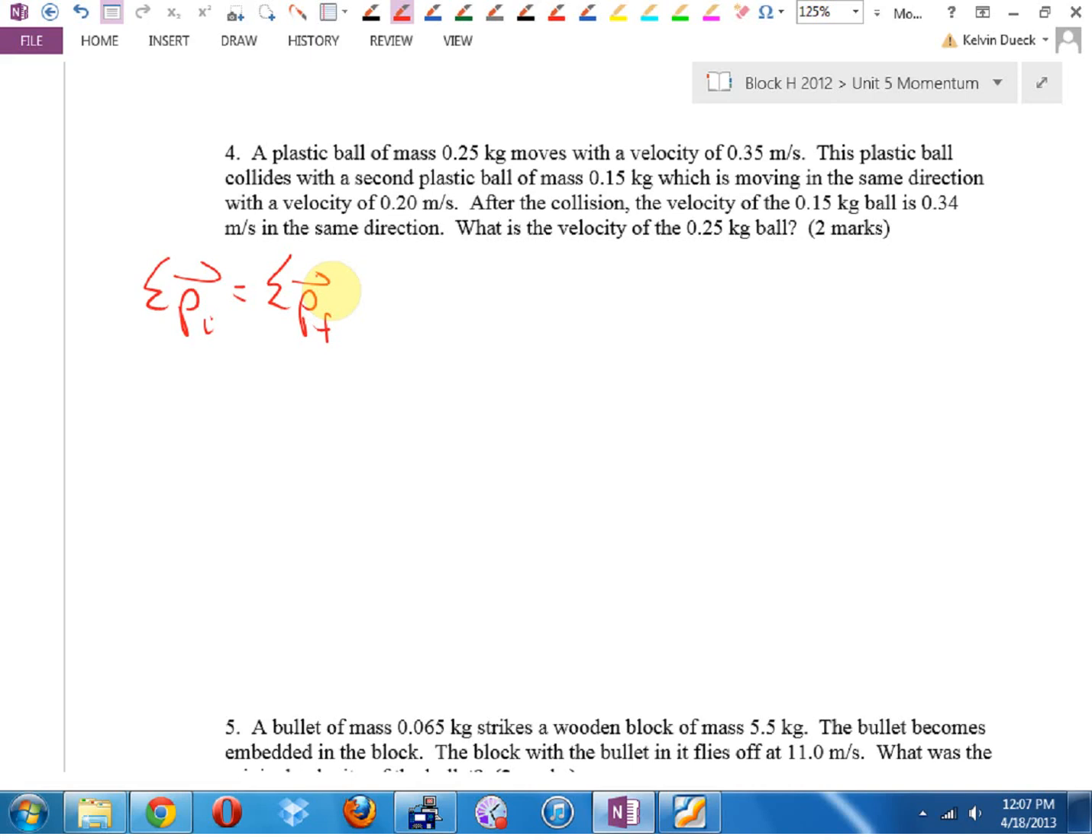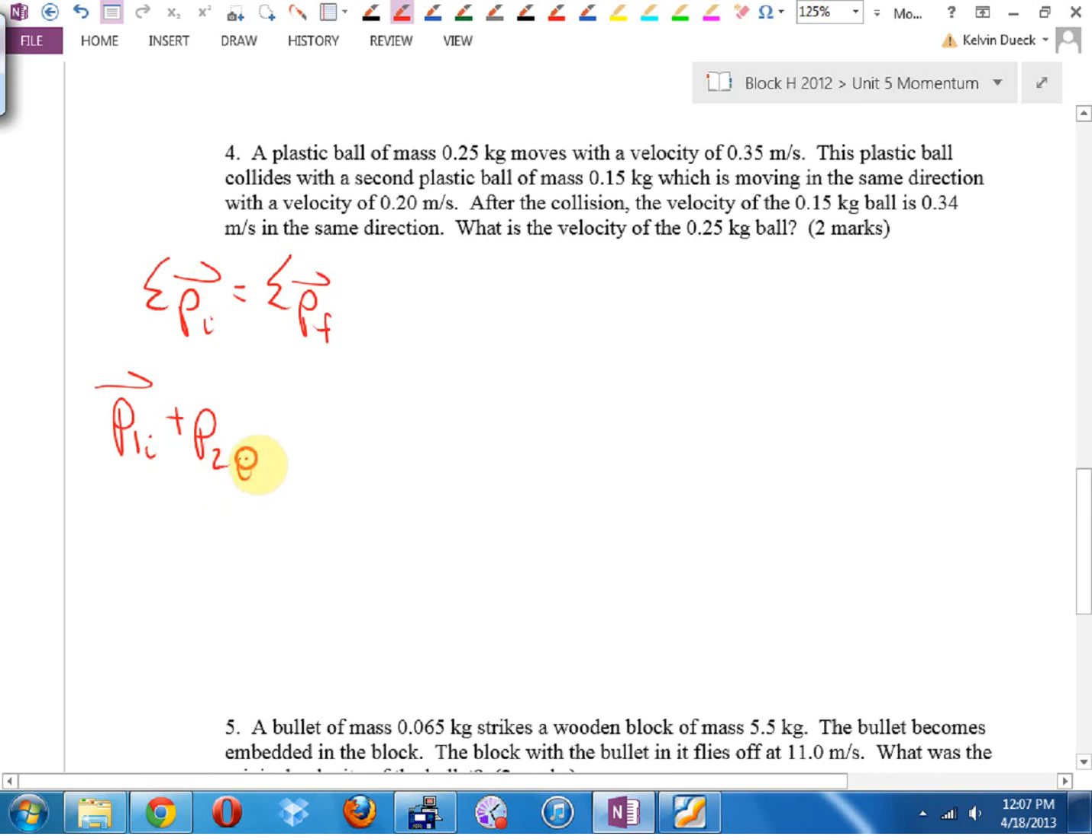Let's keep going. Before the collision, what's moving? Mass 1, Mass 2, or both? Both. Stuck together or separate? Separate. So if you jumped straight to this line and you said momentum of the first guy plus momentum of the second guy, I'm totally good with that. Wham! They collide. After the collision, what's moving? Mass 1, Mass 2, or both? Both. Stuck together or separate? Separate.